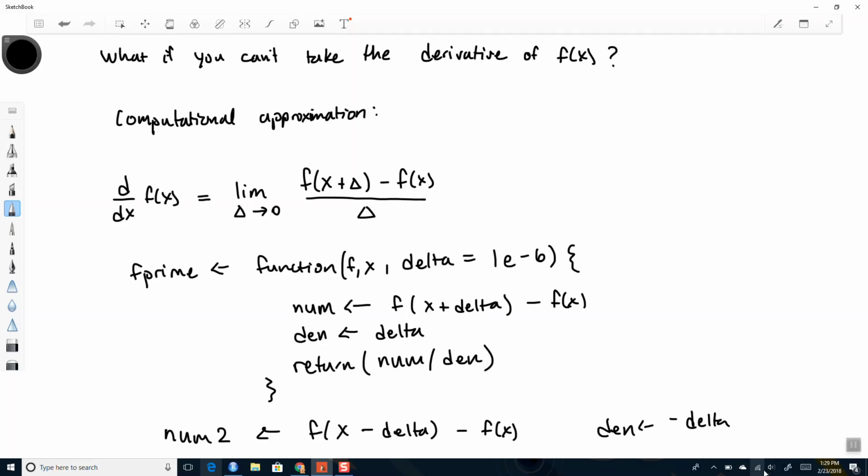But this is an approximation. And then there's a bunch of questions, like what counts as being in agreement? Is one divided by the other within 1% of each other or something? I don't know. So it definitely makes it more complicated. This is the simplest version, just the derivative from the right-hand side. So anyway, that's what we can do if we can't take the derivative of f of x directly.